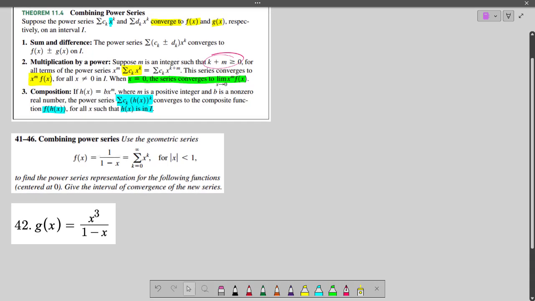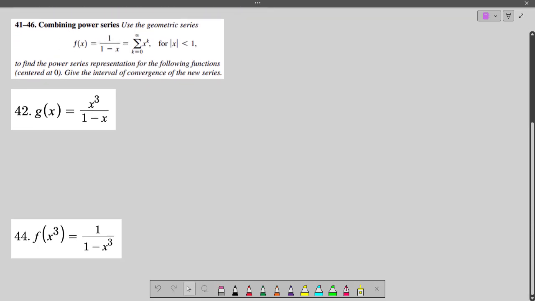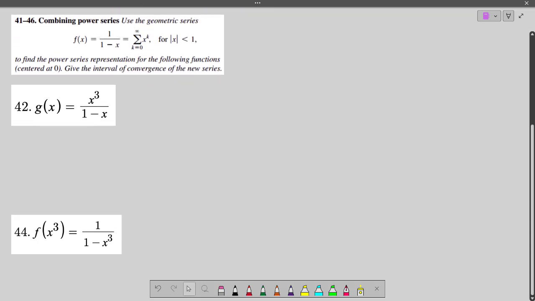All right. So these are our three ways that we can essentially build new power series from other power series, the way we can algebraically generate new power series. That's what's happening here. So, combining power series. We're starting with a known power series. We call this one the geometric series. It's what we used in chapter 10. We just sort of switched the sides though. So we're thinking of 1 over 1 minus x as a function, and it's equal to this power series.